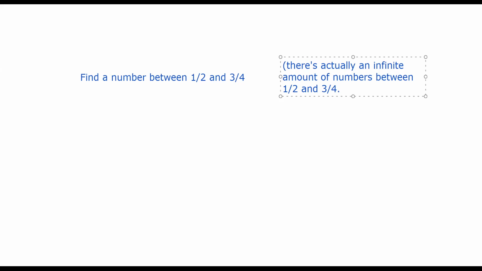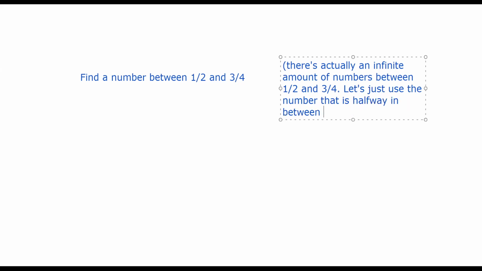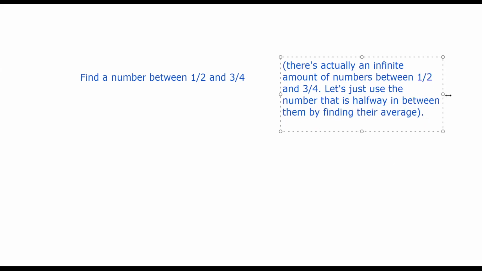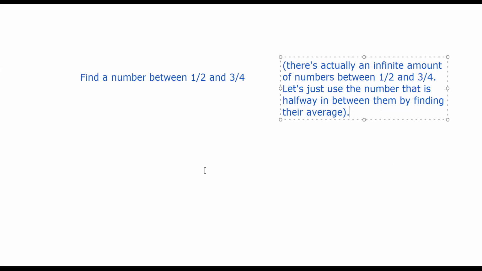If I looked at the decimal forms of 1/2 and 3/4, which is 0.5 and 0.75, you could very quickly say 0.6 or 0.7 or 0.51 or something like that. You can find a lot. So let's just use the number that is halfway in between them by finding their average. In other words, we're going to take the average of them.